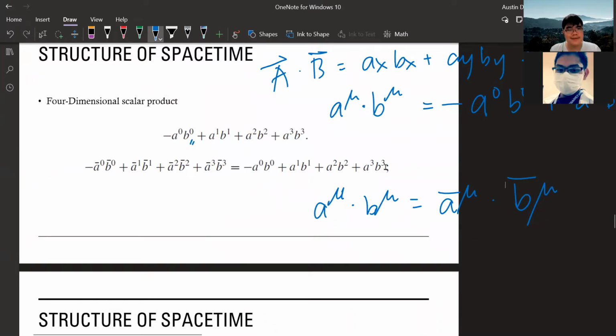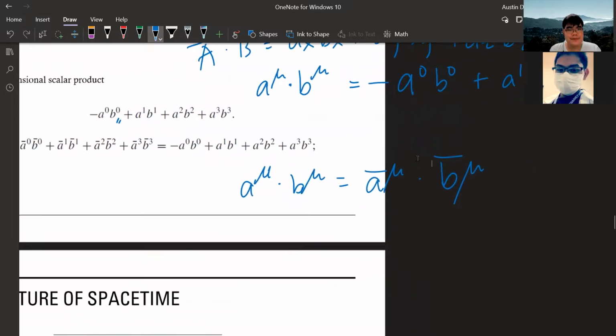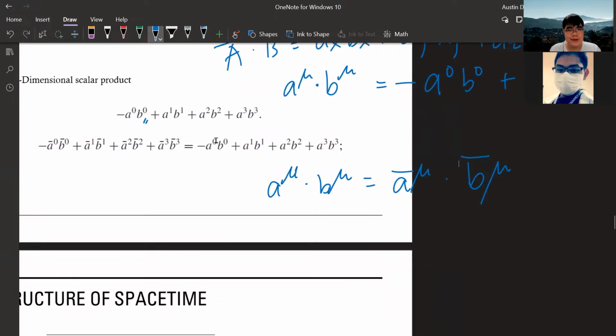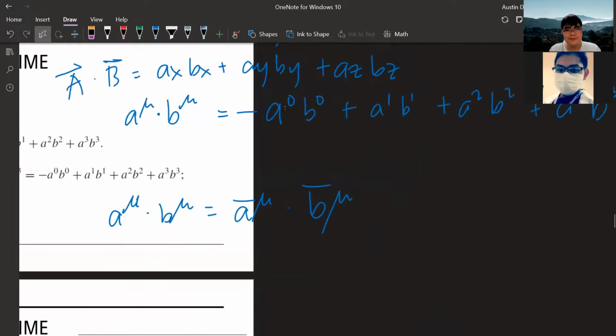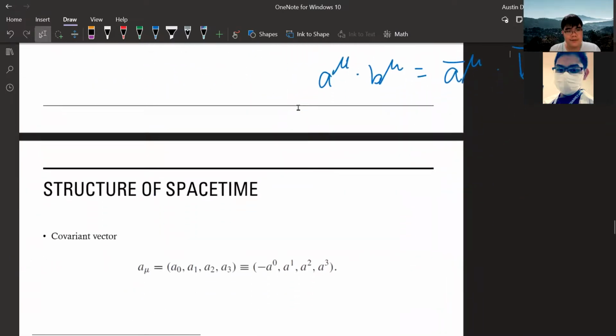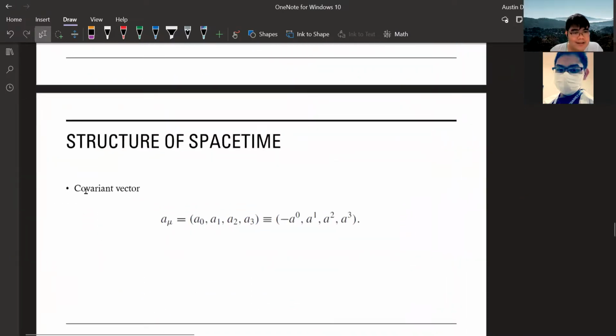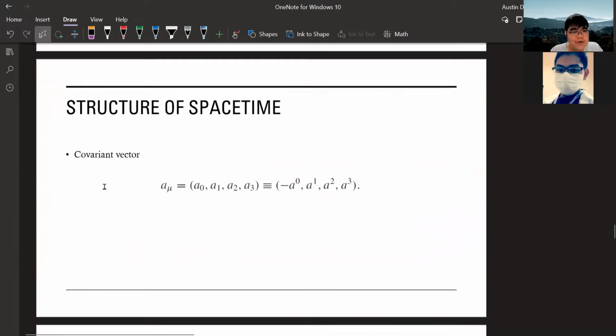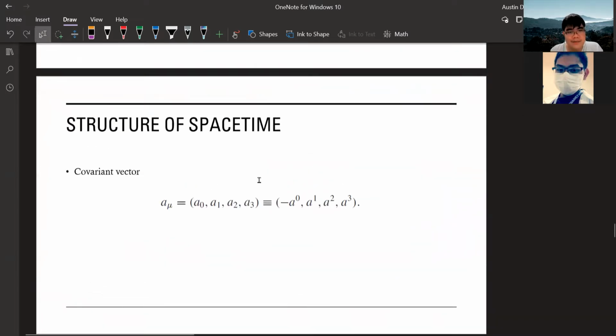Given by this. Okay, so again, yung first value, yung 0, yung time component, temporal component, would be negative pag minultiply mo, pag kinuha mo yung dot product. So now we introduce the covariant vector, which is this guy. Covariant vector.